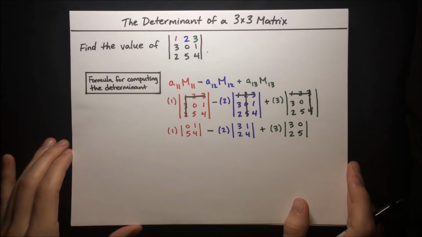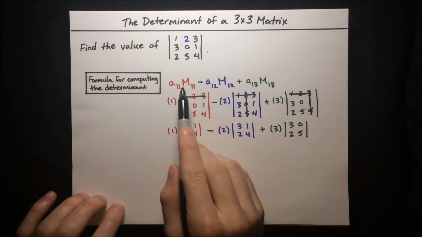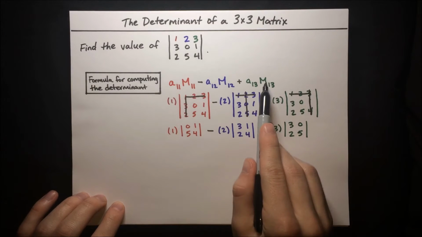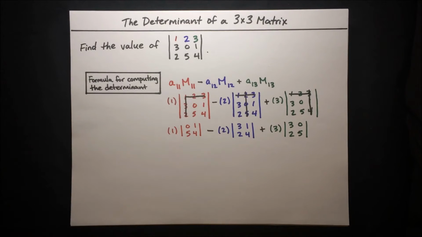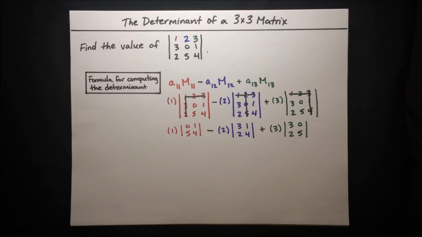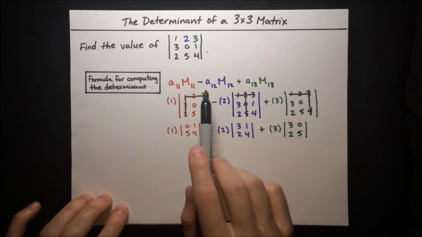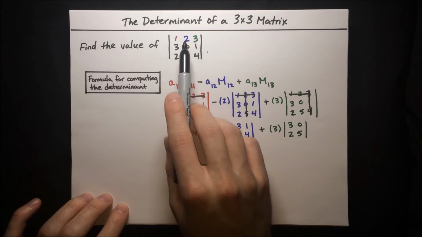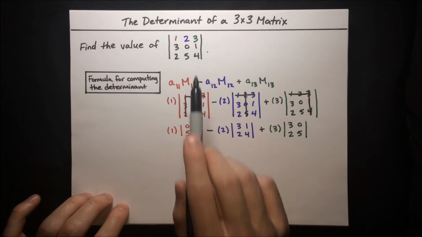So the way we compute a determinant is with this formula right here. And we'll talk about what this formula means in the context of this matrix, for example. In this formula, we've got some A's and we've got some M's. The A's refer to entries in the original matrix. A11 is just the first row, first column, so 1. A12 is first row, second column, so 2. And A13 is first row, third column, so 3.